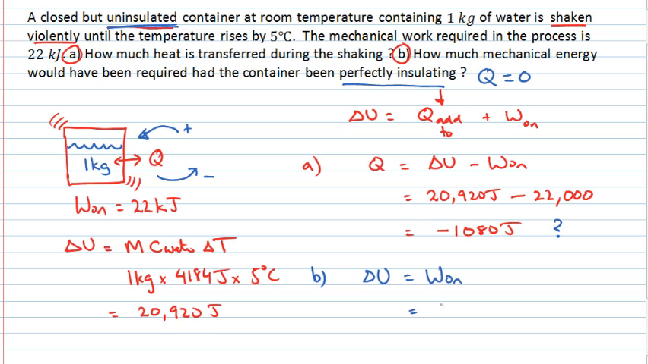That means that the mechanical energy I'd need to use would be 20,920 joules. So all of that mechanical energy would be just transformed into internal energy of the water, raising its temperature by 5 degrees, as given by what's happening over here. Does that make sense? Well, this amount of energy that I require, 20,920, is less than the 22,000 joules that I used previously because I was losing some heat to the environment, but now I'm not. So this is the minimum amount of energy required to raise that water by 5 degrees Celsius.